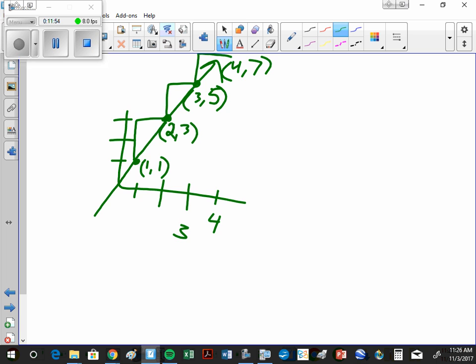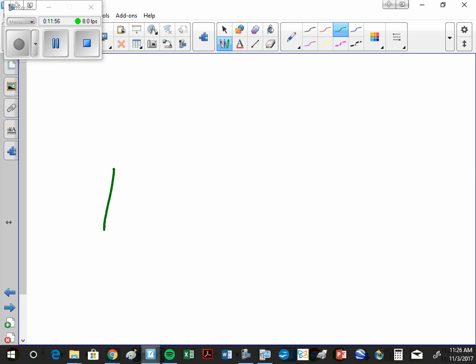Okay, for the next graph. So 1, 1, 2, 3, and 3, 4. What's wrong with that? It's already not straight, so the R value is already less than 1. So there's no way to create a linear R value that will give you 1. There's no point that will work.